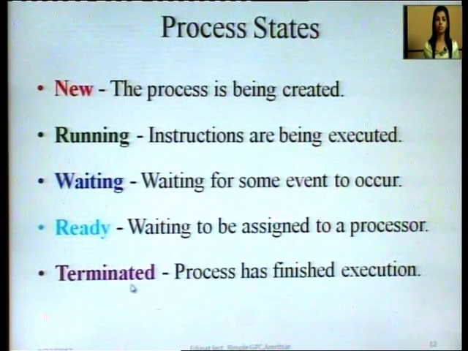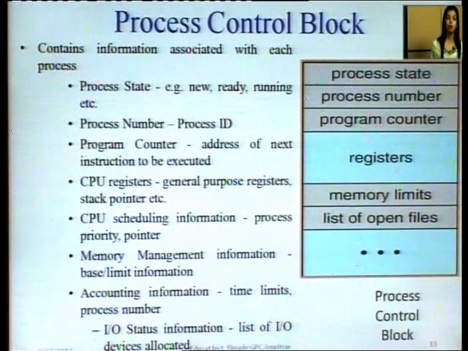Then fifth is terminated, the process has finished or completed its execution, then a process comes in a terminated stage. While a process is going to execute, a number of stages come. Those stages and their results are stored in a process control block. Okay, there is some memory where data is going to be stored.